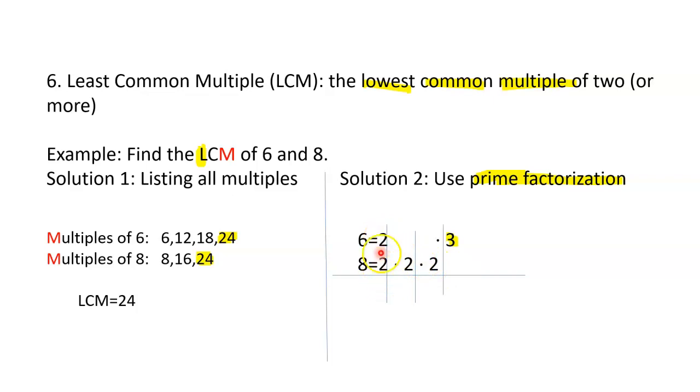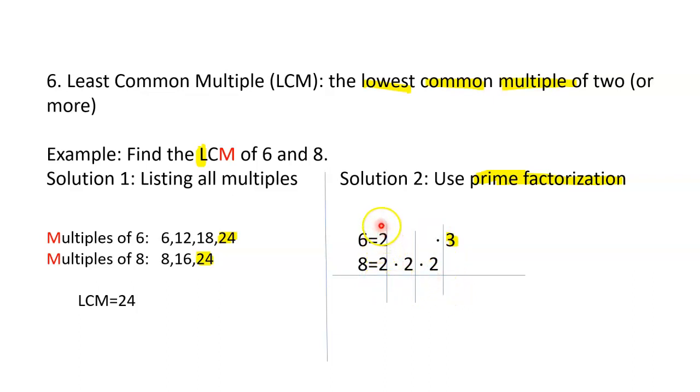But if you have the same numbers, make sure you put them in the same column. For example, this 2, I have to put in the first column. We're not going to create another column, because the first rule is to try to line up all the same prime numbers as much as possible. So after we factor both numbers, get all the prime numbers, and line up the same prime numbers, what we do is we're going to bring down one number from each column.